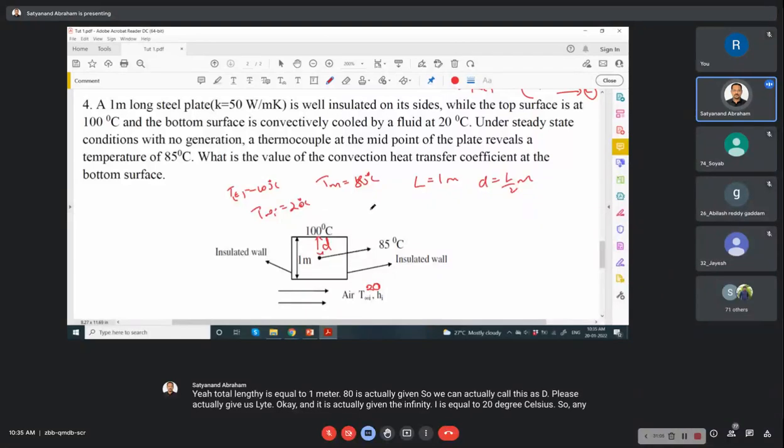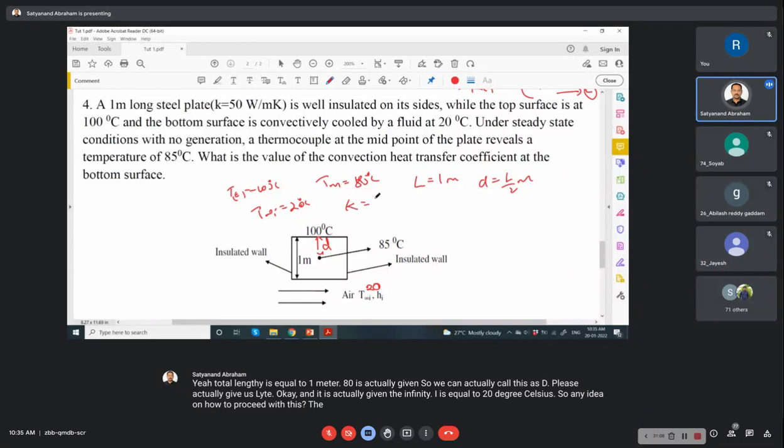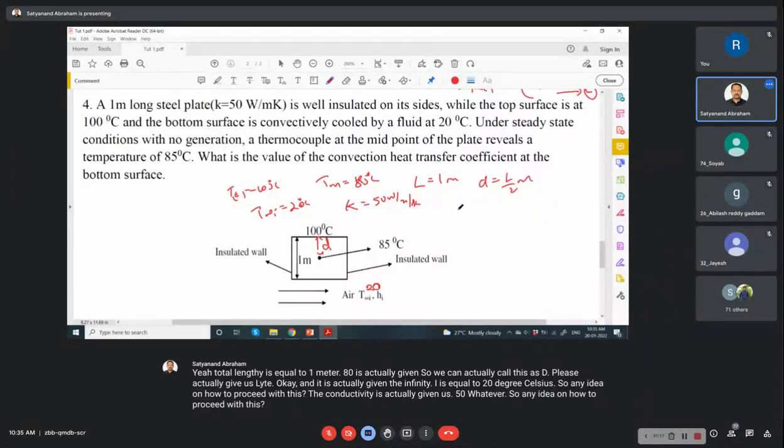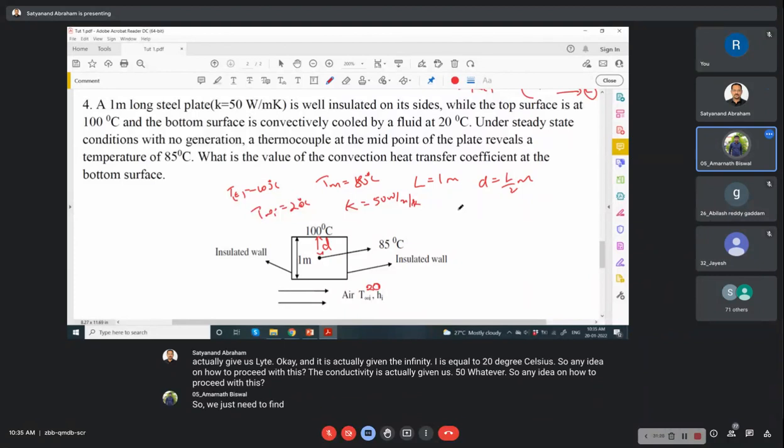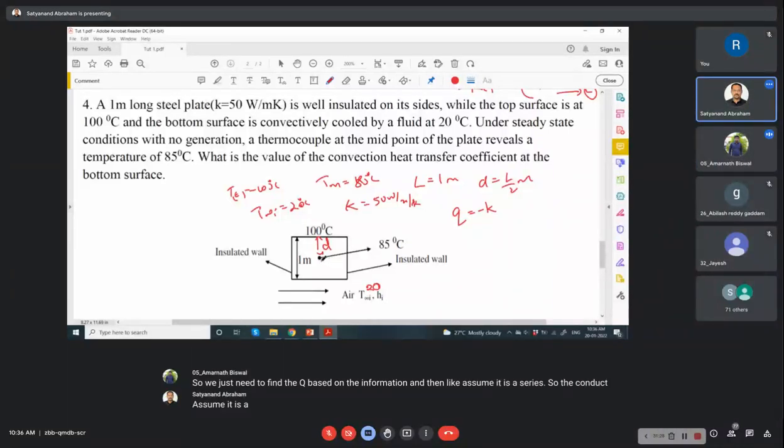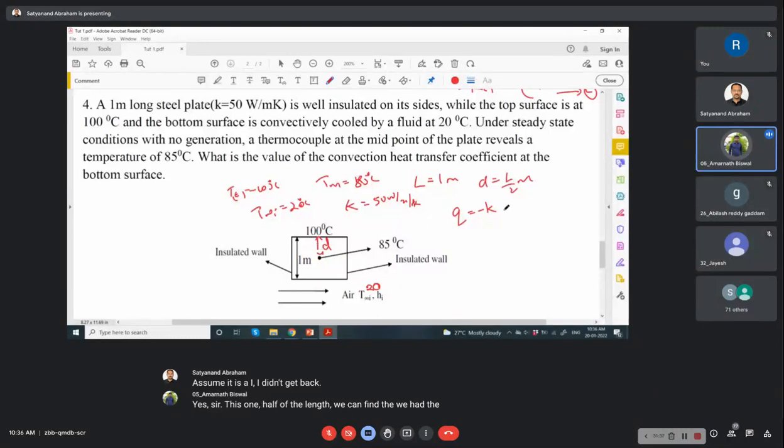Any idea on how to proceed with this? The conductivity is given as 50 watt per meter Kelvin. Sir, we just need to find the Q based on the information, and then assume it is a series. For this half of the length, we have the information of the temperature difference, so we can find the Q, K delta T by L. Yeah, very good. That's how we can proceed.